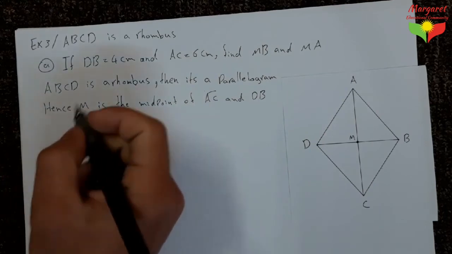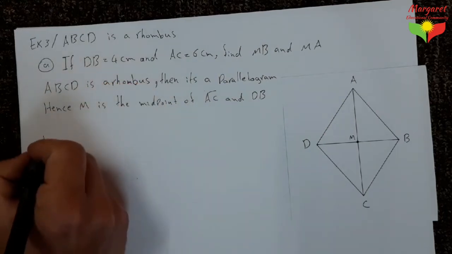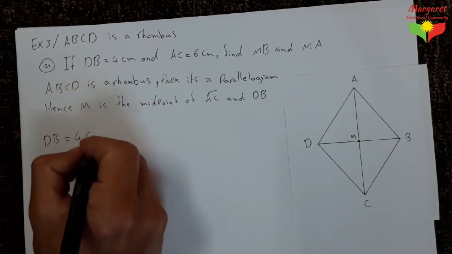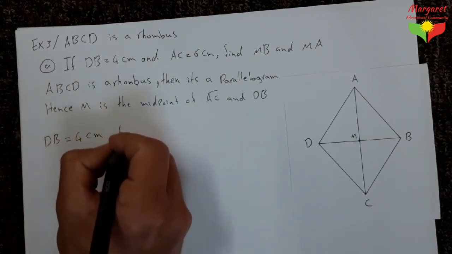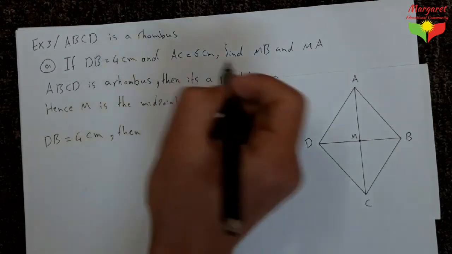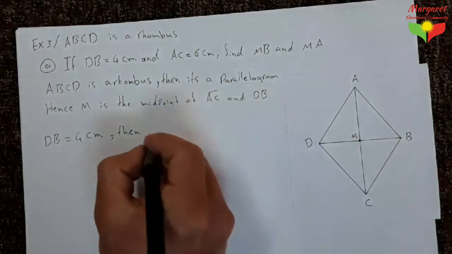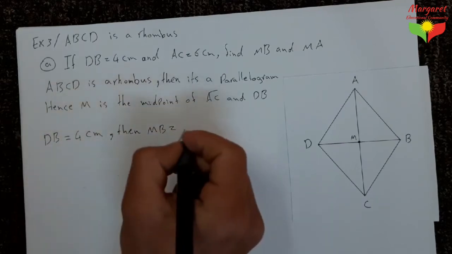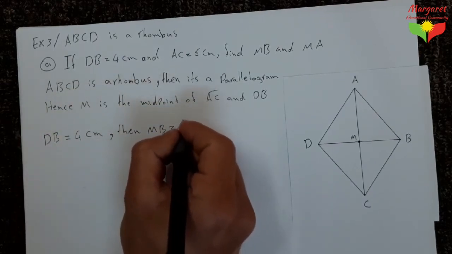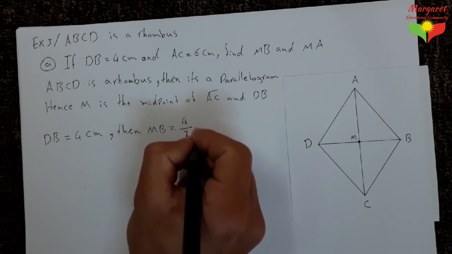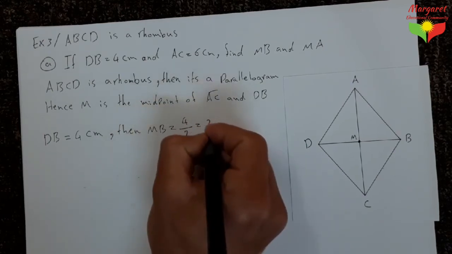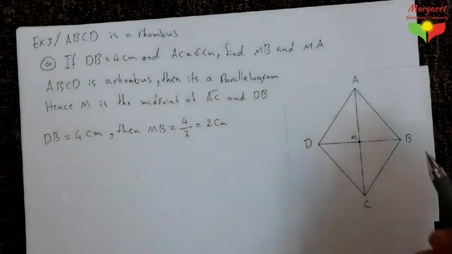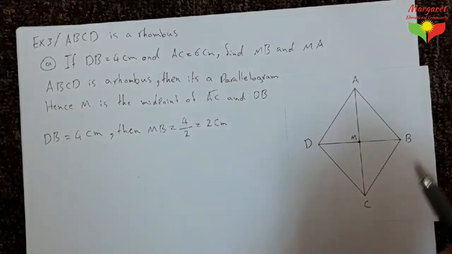And since DB equal to 4 centimeters, then MB equal to DB divided by 2. So equal to 4 divided by 2 equal to 2 centimeters. We say that bisector means divided to two congruent parts.